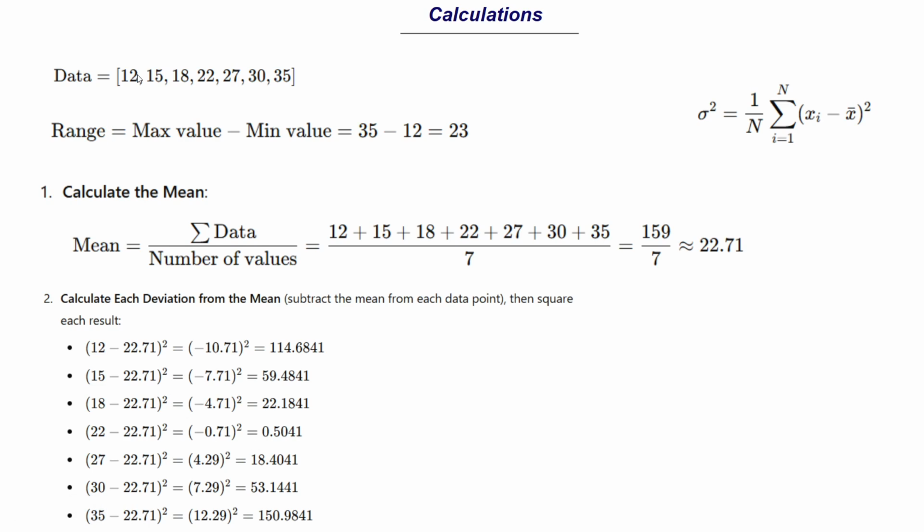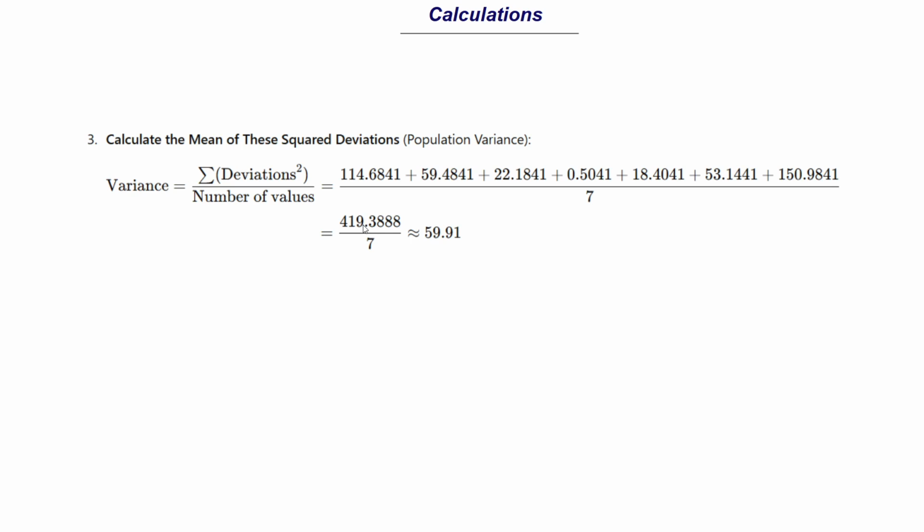So the first data point that we have is 12. You take this 12 and subtract your mean, which is 22.71. When you subtract 22.71 from 12, you get minus 10.71. You square that and you get 114.68, and so on. You take the second value, subtract the mean, and then square it, and you have all those values, right? Now you have to do a summation, and when you do this summation, you get 419.388.